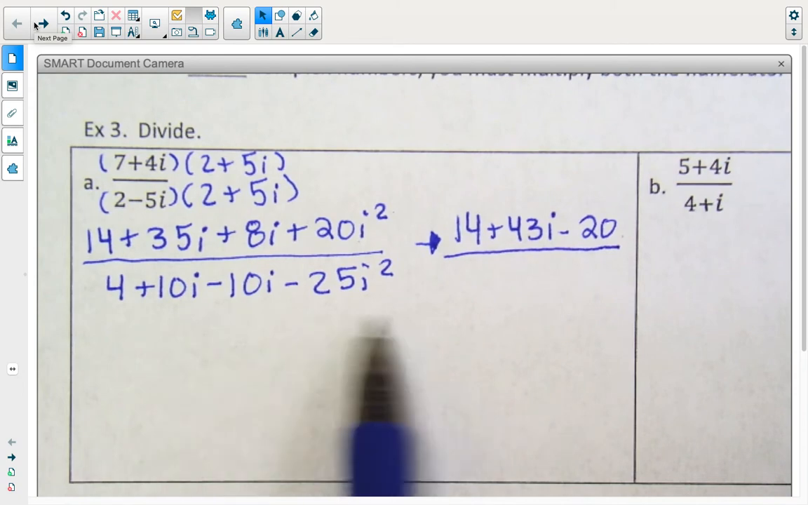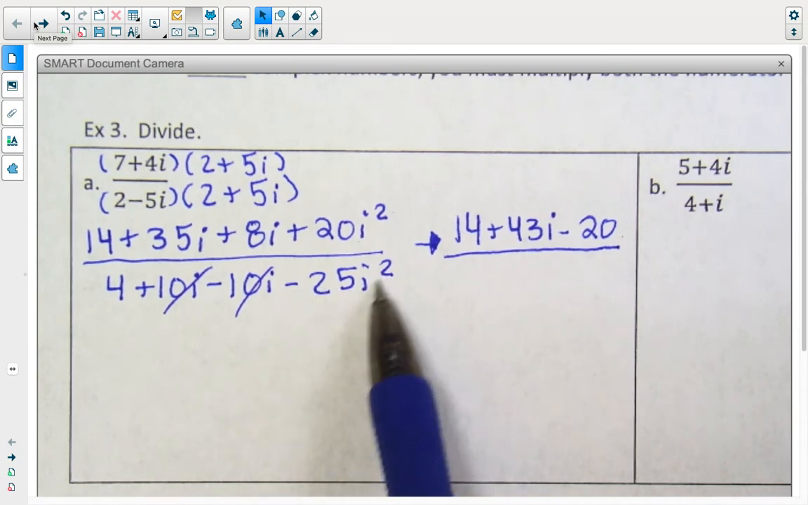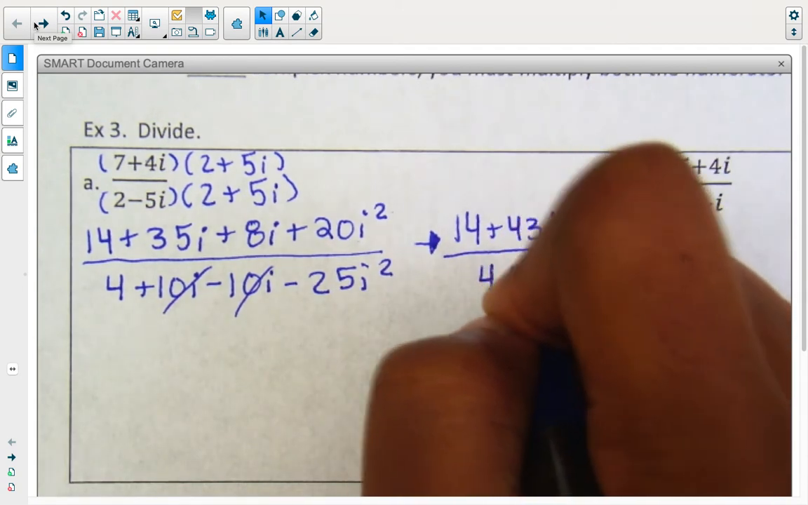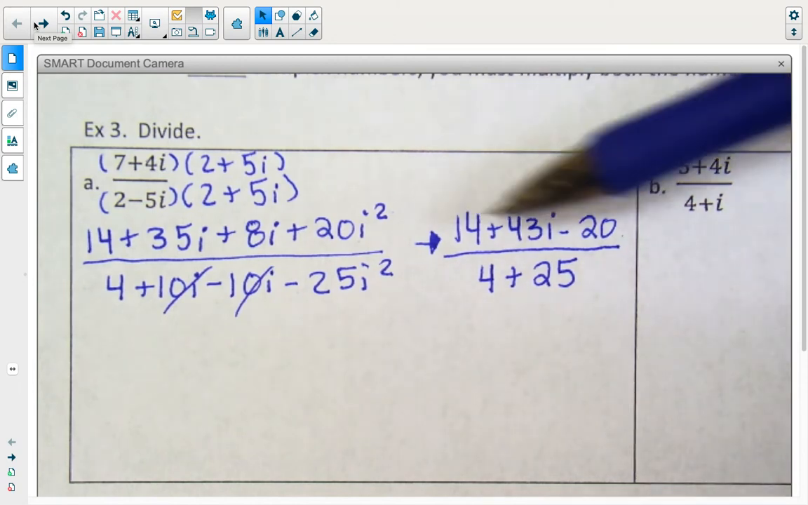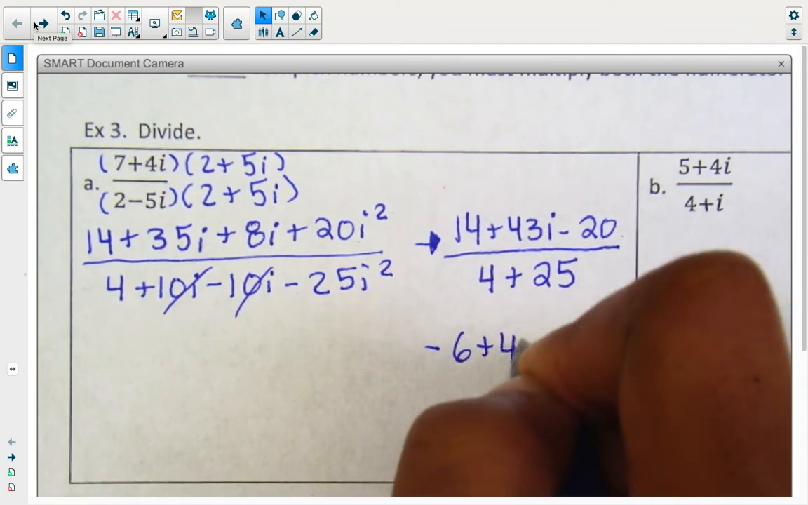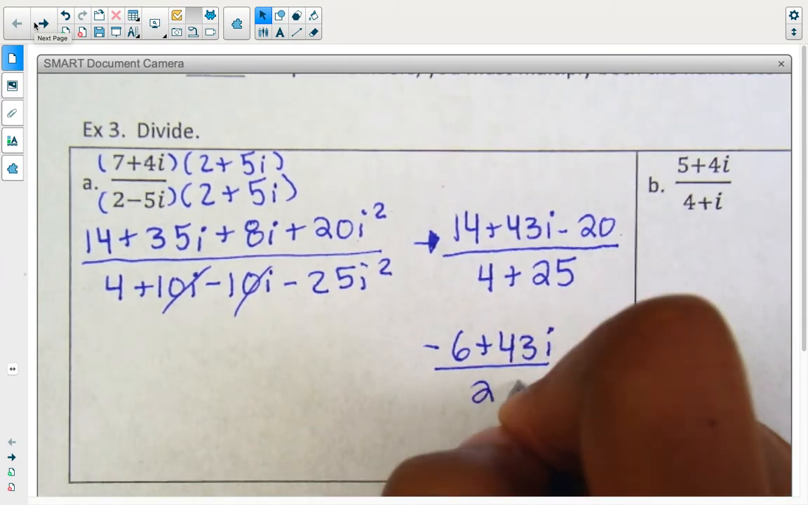And on the bottom, I have some things I can do. This is going to cancel out, and this is going to cancel out. So we're left with negative 25i squared, which is going to become a positive 25. So now I'm left with 4 plus 25. Okay. Couple more things I can do. I got some stuff on top and bottom that I can simplify too. So I got some like terms on the top, 14 and negative 20. That's going to be negative 6 plus 43i. And then on the bottom, 4 plus 25 is 29.